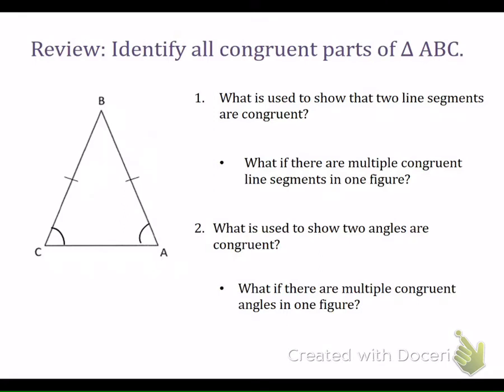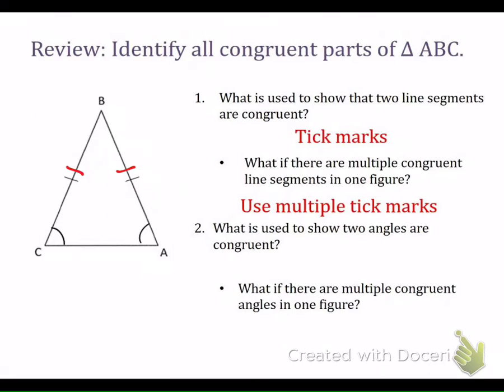So here is a quick review. What is used to show that two lines are congruent? If you're looking at the diagram, we use tick marks to show that two line segments are congruent. What if there are multiple line segments that are congruent in one figure? Multiple tick marks. That is actually correct. You could use one tick mark to show two lines are congruent, and I'll add them to this one. If you do two tick marks on each, those are congruent.